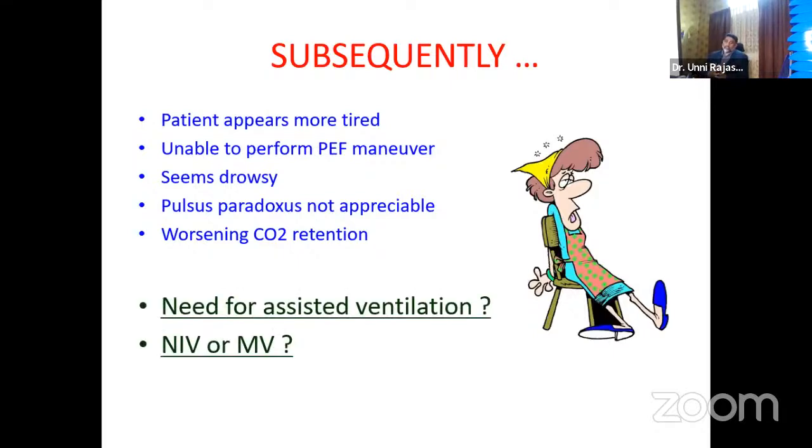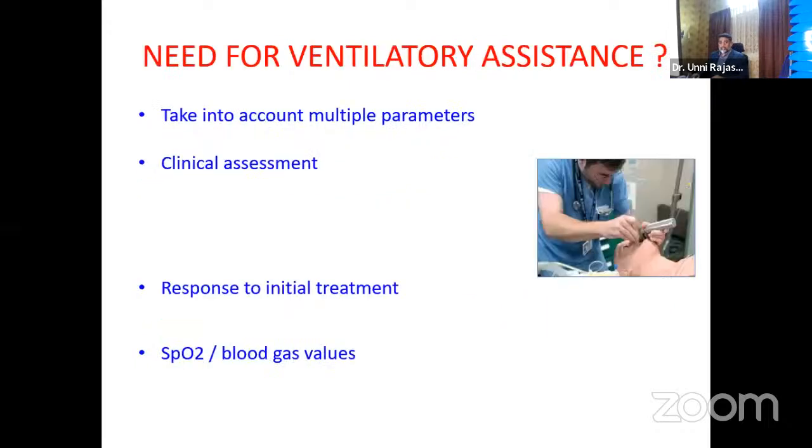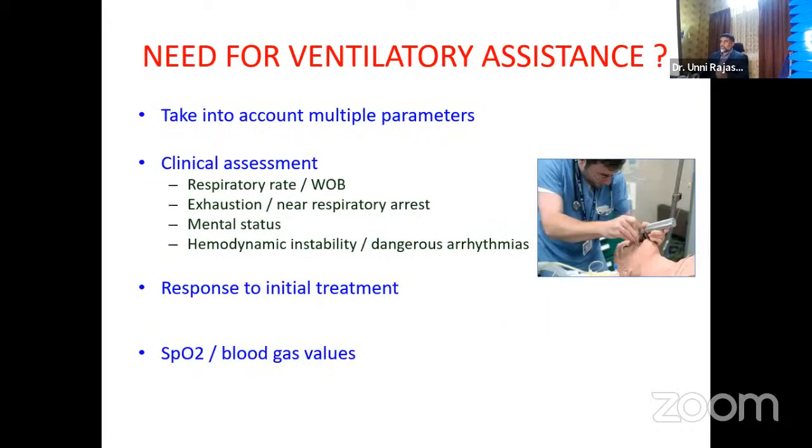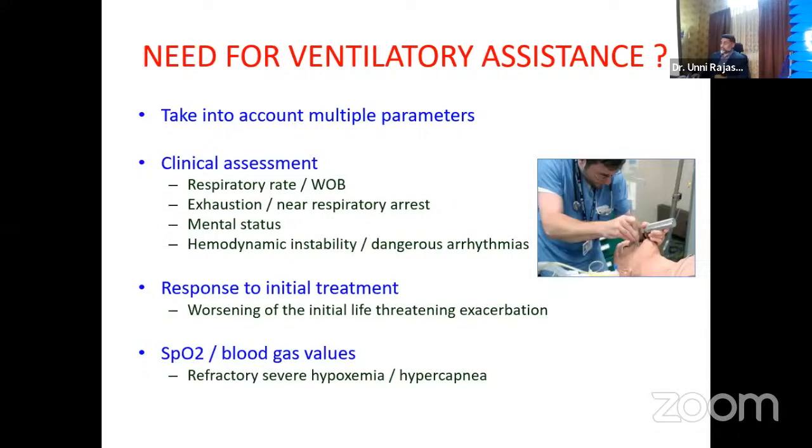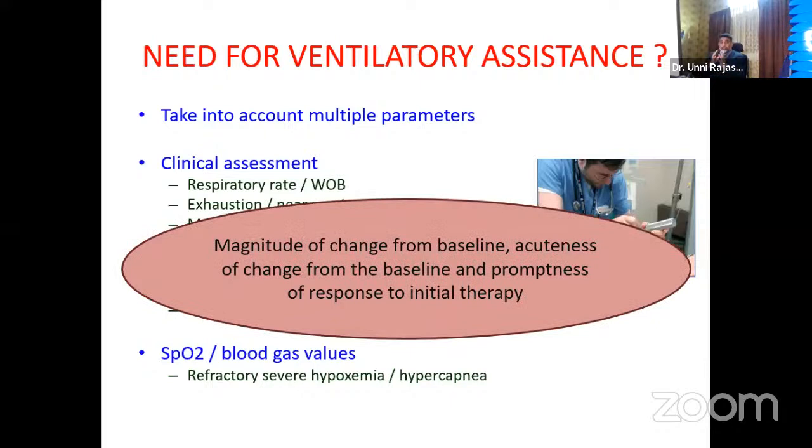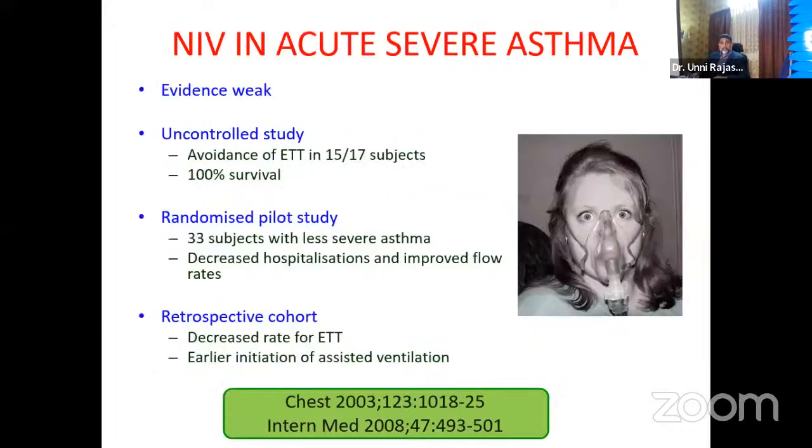This is where we have to really look for help from our intensive care colleagues. So there's a need for assisted ventilation, non-invasive ventilation, or mechanical ventilation. We need to assess our patient closely, taking into account multiple parameters: respiratory rate, mental status, hemodynamic stability, and also any change in oxygenation. We have to look at the magnitude of change from baseline, acuteness of change from baseline, and promptness of response to initial therapy.